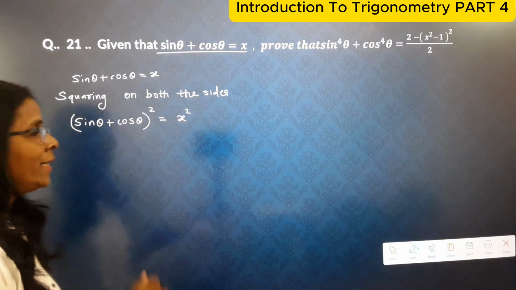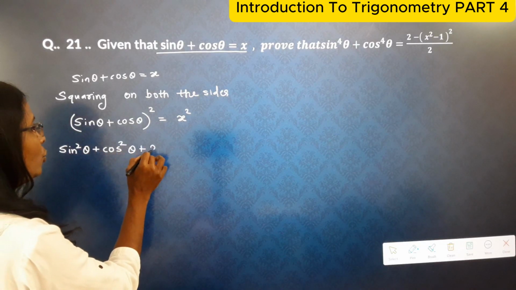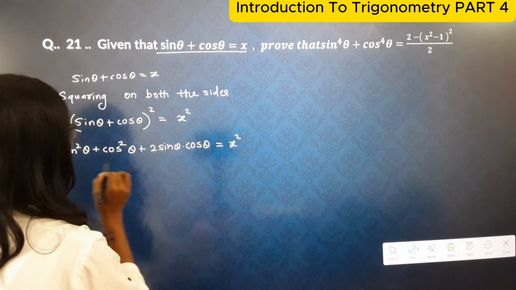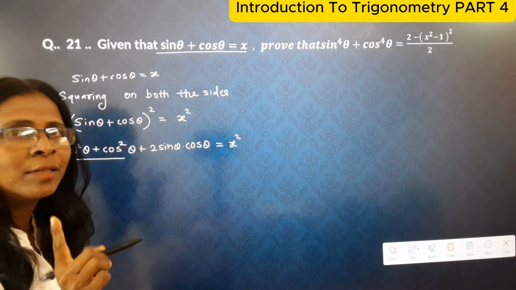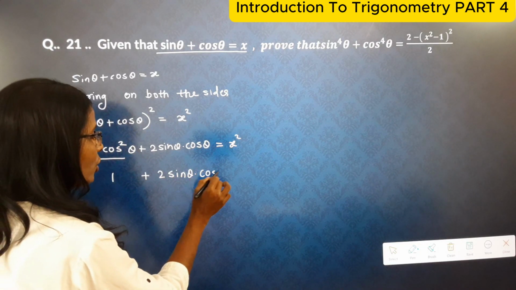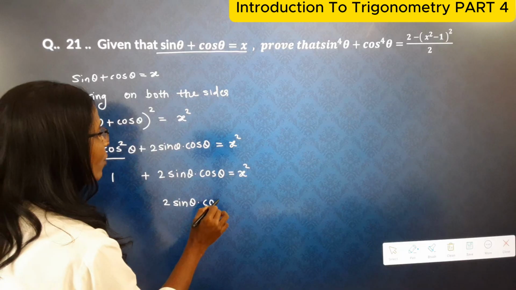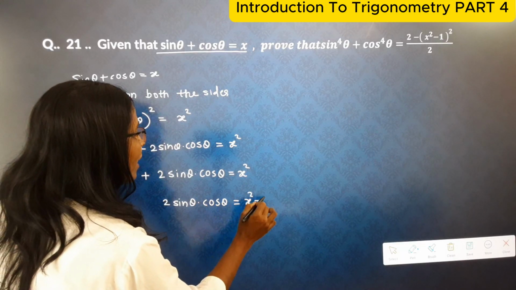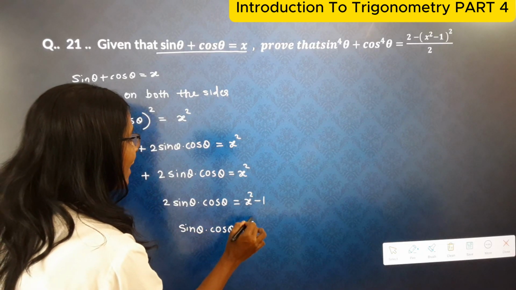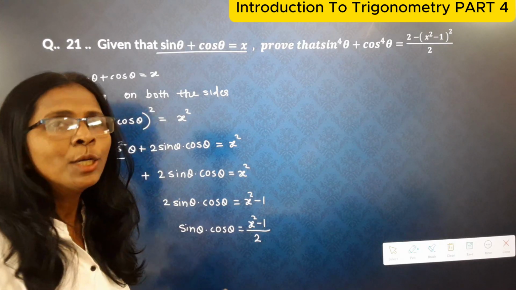So square of this, that is the sin square theta plus cos square theta plus 2 sin theta multiply cos theta is equal to x square. So now here we know that sin square theta plus cos square theta, that means the 1. So I write here 1. So plus 2 sin theta multiply cos theta is equal to x square. That means students 2 sin theta multiply cos theta is equal to x square minus 1. And that means students sin theta multiply cos theta is equal to x square minus 1 upon 2. Okay. Now here I got the value of sin theta multiply cos theta.